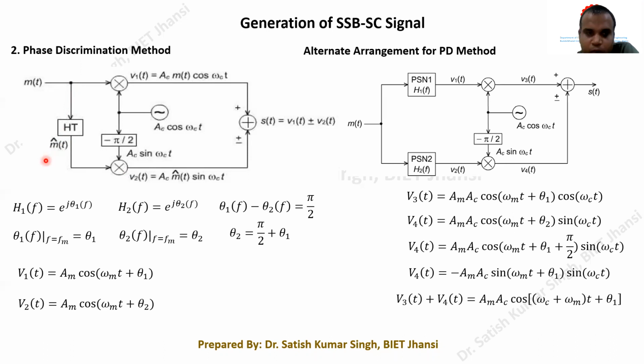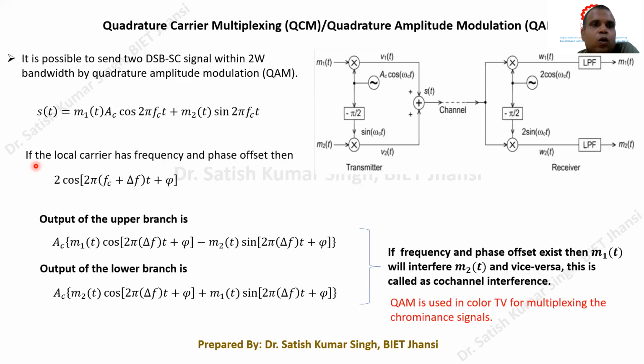So let's see how this phase discrimination method can also be used as a bandwidth saving scheme, and can be used for sending two DSB-SC signals in the same bandwidth. A DSB-SC signal takes bandwidth equal to 2W or 2fm. Within the same bandwidth we can send two DSB-SC signals, and thereby save our transmission bandwidth. So let's see what quadrature carrier multiplexing is. Normally this scheme is called either quadrature carrier multiplexing, quadrature amplitude modulation, or simply quadrature modulation.